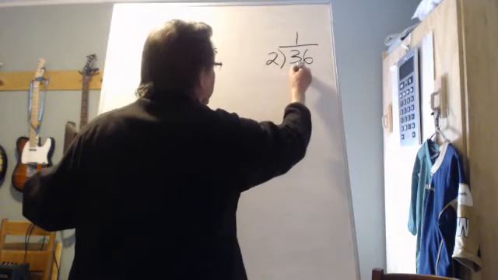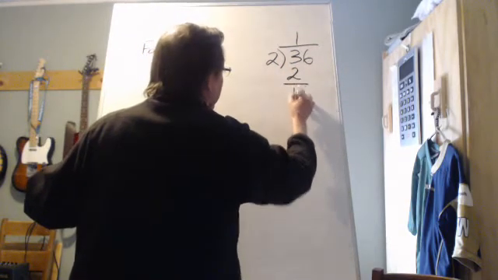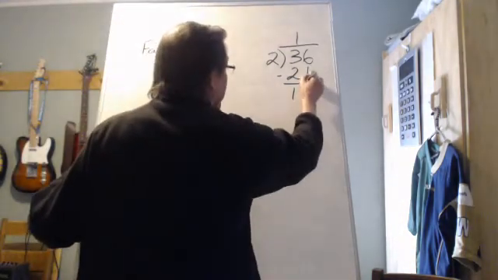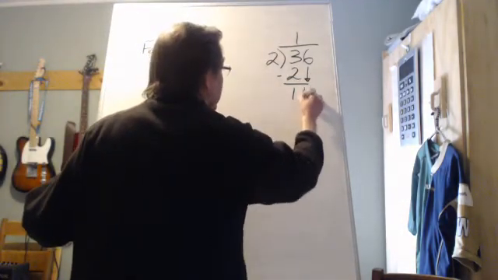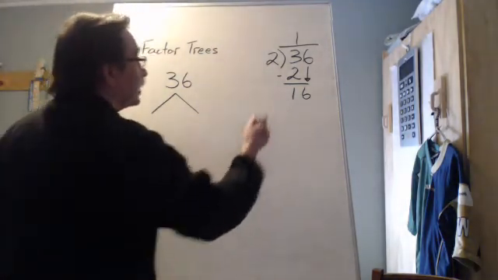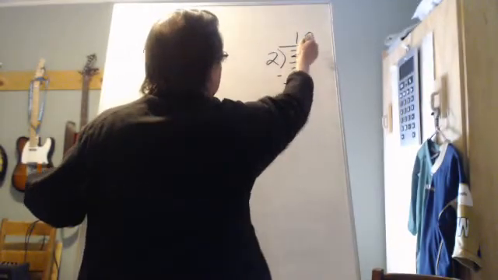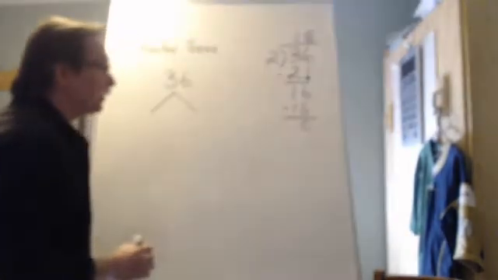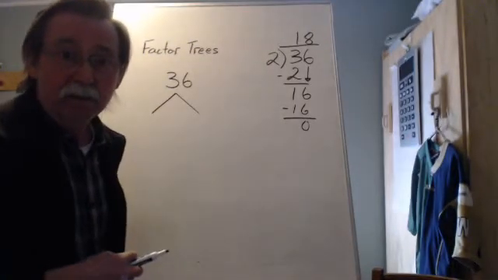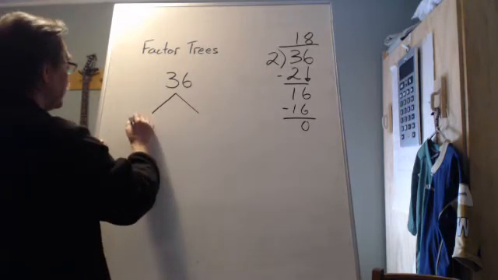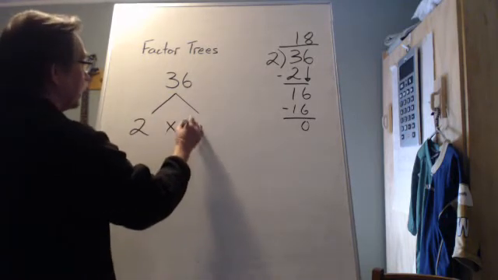1 times 2, that's a 1. I'm going rather fast here, but that's okay. You've been practicing. And then 2 goes into 16 8 times, and 8 times 2 is 16, and that's beautiful. We have no remainder. So that means I can say, oh, 36 is equal to 2 times 18.